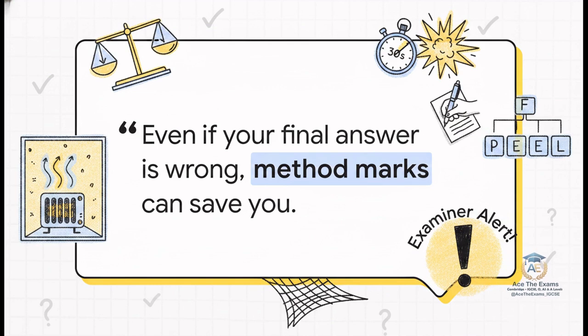Imagine a speed writing challenge right now. Let's say you have a 30-second timer counting down on the screen to write one perfect Peel paragraph explaining why a room heater is always placed near the floor. 30 seconds go. If you just rush and write the final answer, so the whole room gets warm, you risk everything. But if you show the method, the heating of the air molecules, the expansion, the volume increase, the density drop, the rising of the warmer air pushing cold air down to be heated, you secure all the method marks. You win the game by showing your work.